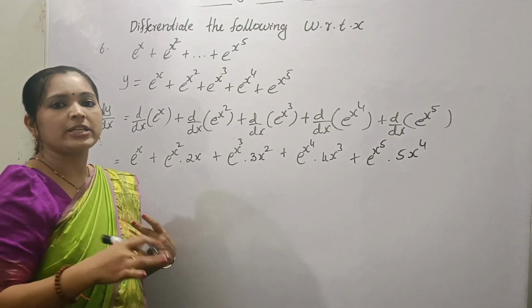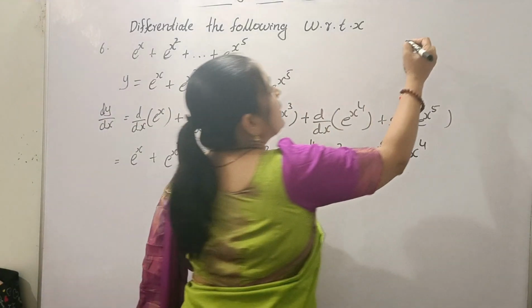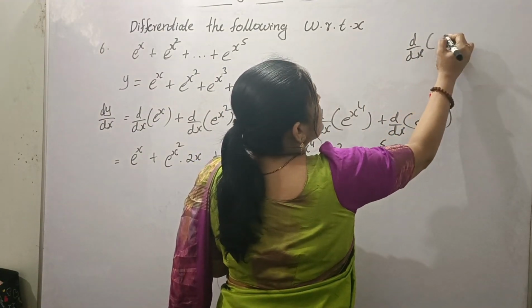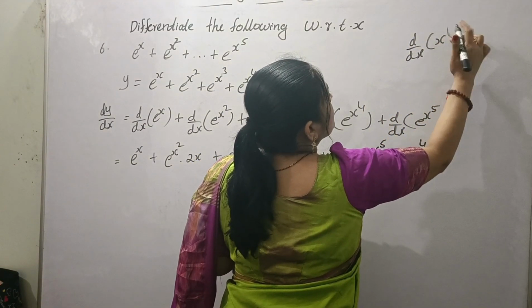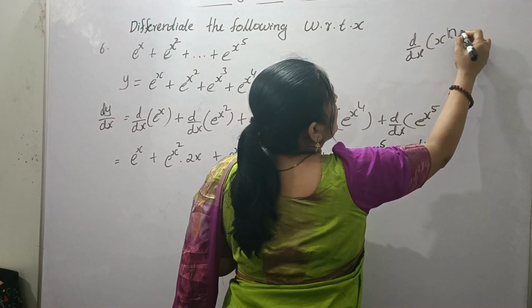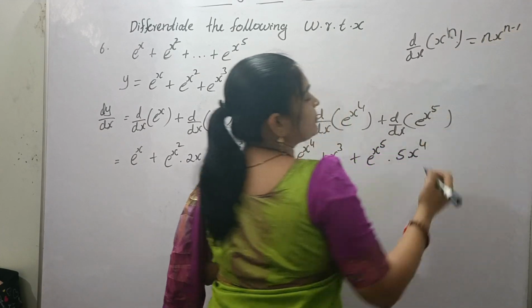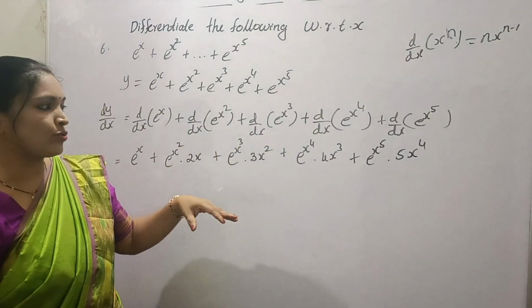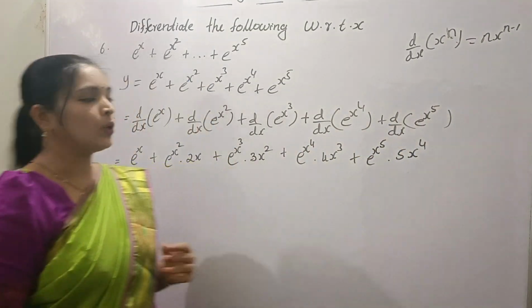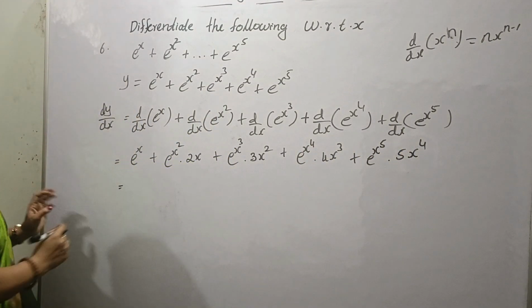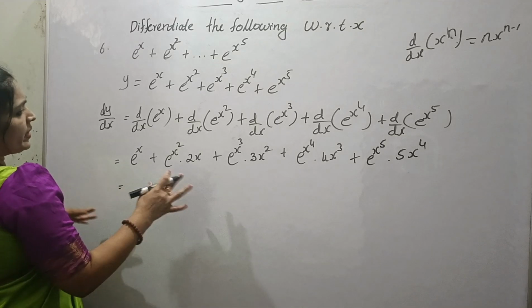Because derivative of x raised to n is n x raised to n minus 1. So derivative of x raised to 5 is 5x raised to 4. Then it is equal to, that's all, rewrite this one.